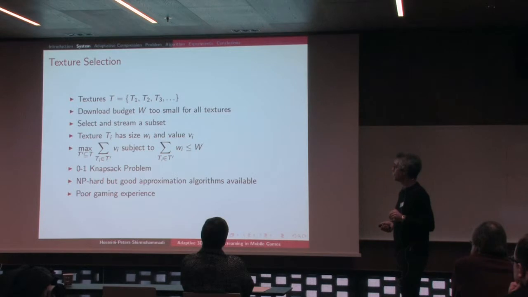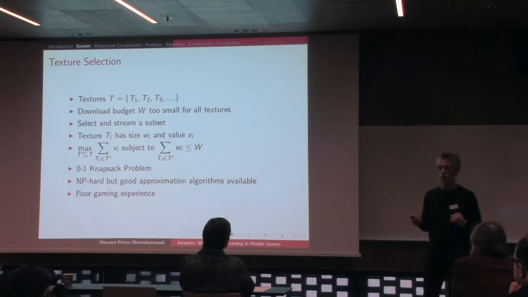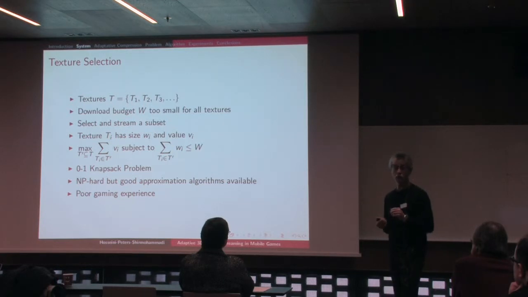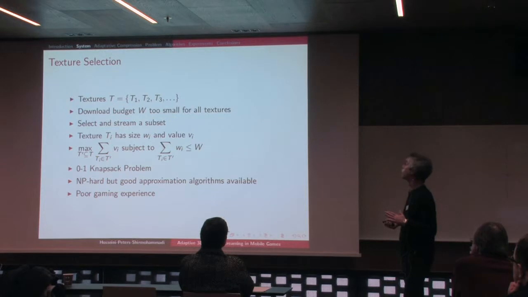Now, the first approach that we could take is texture selection. This is where we have a set of textures. We're going to stream all the objects, and then we want to stream the textures, apply them to the objects, and the textures are much bulkier than the objects, so that's where we're going to concentrate our efforts. So we have textures, we have a download budget that is too small for all the textures, otherwise there's no problem.